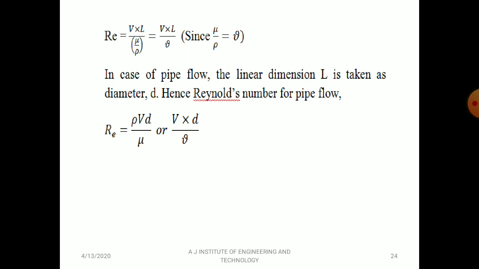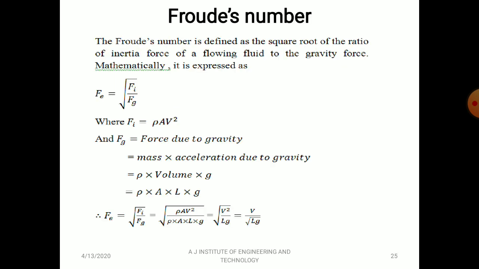In case of pipe flow, the linear dimension L is taken as diameter. So for flow through a pipe, instead of length you have to consider diameter, so you can replace L by D. Reynolds number becomes R equal to rho V D divided by mu, or V into D divided by nu, because mu by rho is kinematic viscosity, that is nu. Next, Froude's number.